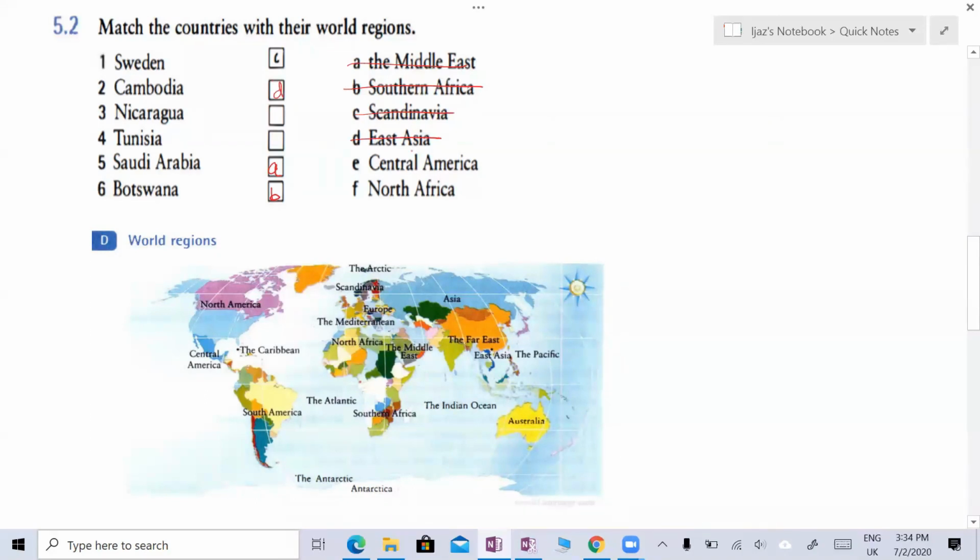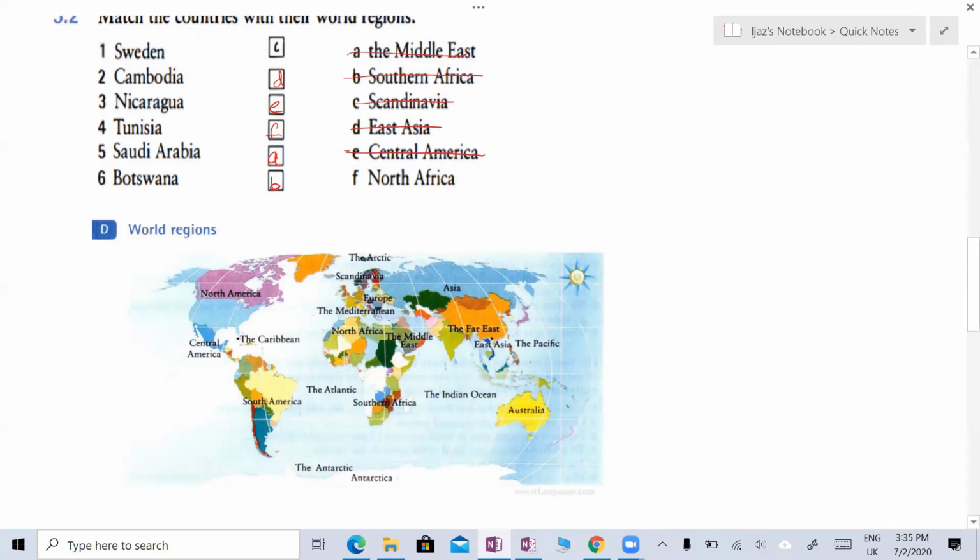Okay, and number 3 is Nicaragua. I think it's somewhere from Africa again. No, it's not. It's not just a guess. It's actually Central America, and Tunisia is from North Africa. Not Africa, north of Africa. I don't know much about geography. This is something very basic.